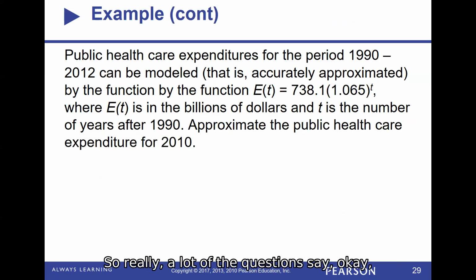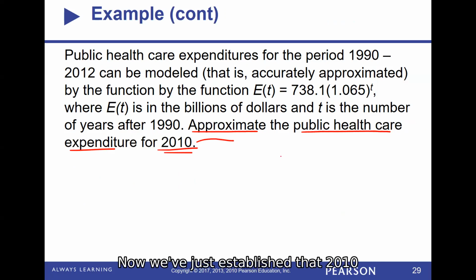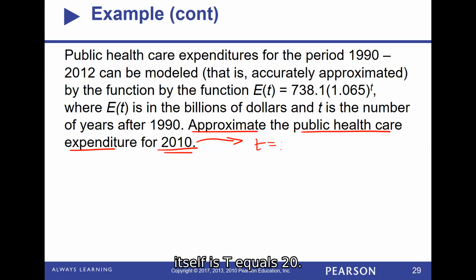So really, a lot of the questions say, okay, so we get this beautiful function, and then it says approximate the public health care expenditure for 2010. Now, we just established that 2010 itself is t equals 20. That's what we just established, right? So I want to know, what is the public health care expenditure?